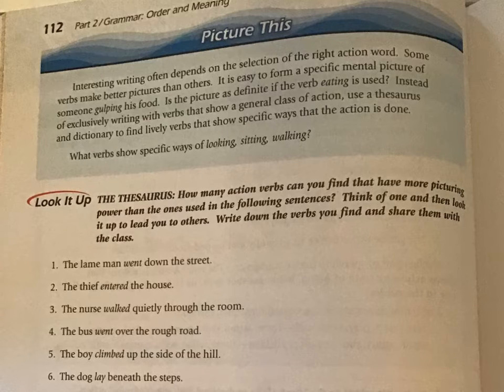Okay, let's look at number 1 together. The lame man went down the street. Now, again, the man is lame, so we need to find a verb that will be more specific than the word went. So you could say he hobbled down the street. You could say the lame man crept down the street. Maybe he crawled down the street.